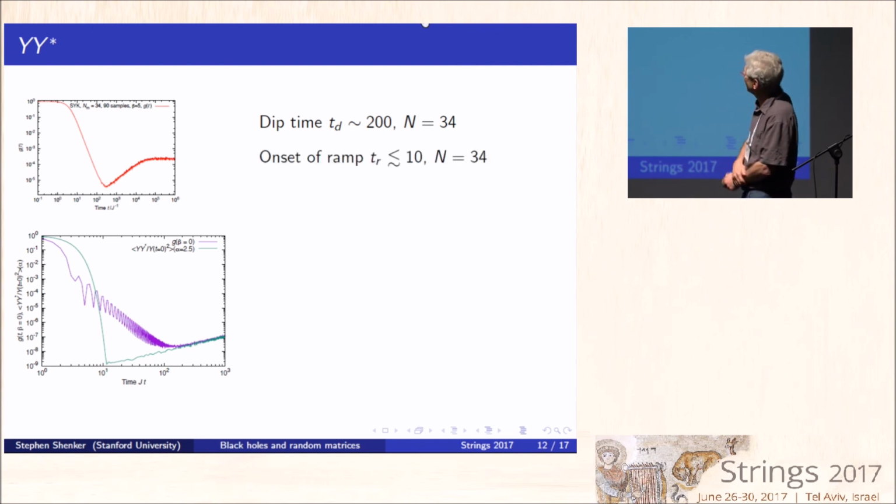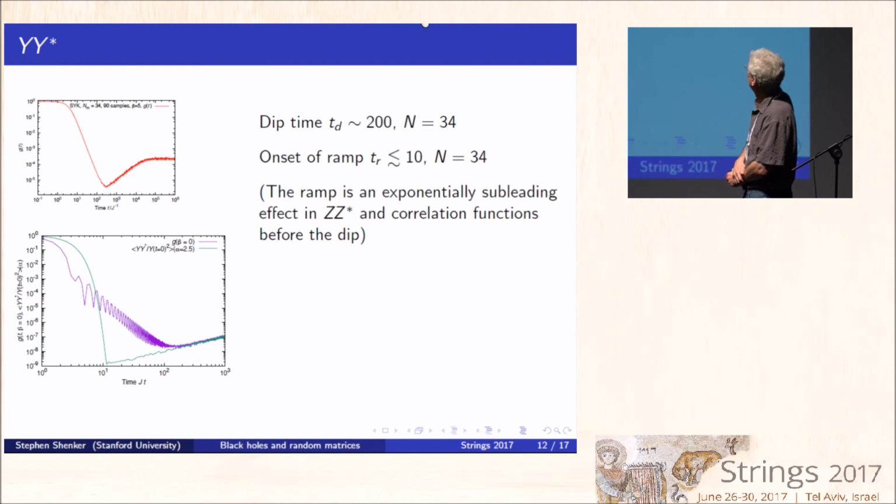So we have an onset of a ramp around time equals 10. There's a lot of ramp left underneath here. Notice that in this region, the ramp, even though it's a real effect, it's exponentially subleading in more familiar observables like correlation functions. So it's hard to dig out, even though it's there.